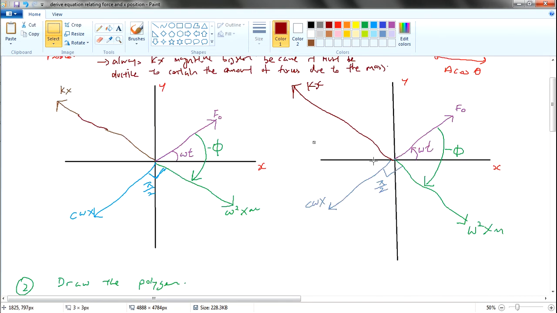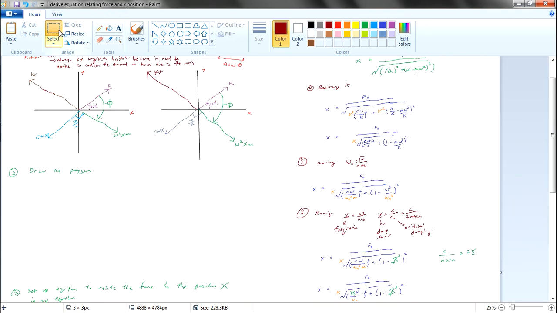So with this said, we can finally draw our polygon. As you know, this F naught has a certain angle, so you can predict how the angle would move. You just simply know the shape. That's all. So you draw this F0, and then you know that the next one following this is the kx, right? kx is going in this direction, followed by cwx going in this direction, and then we will have a closed loop with w square xm, right? w square xm.